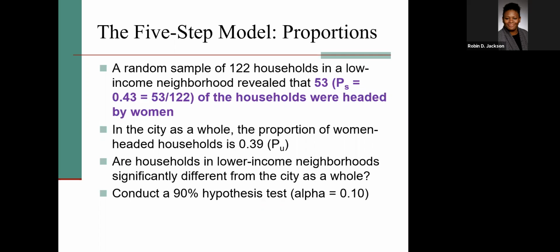Now, before we begin and move on to step 1, you need to get 2 pieces of information. You need to get the P subscript S, and I don't know if you see that here, but it's highlighted in purple.